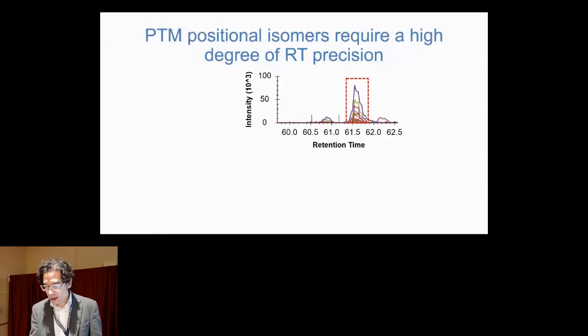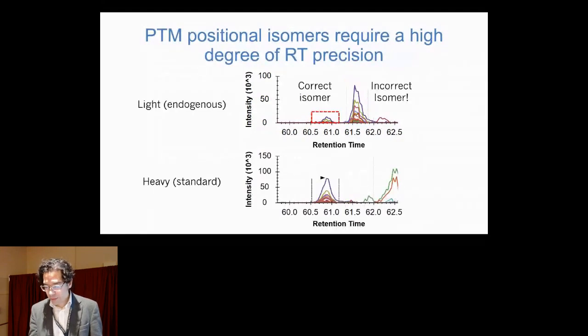For example, this is a measurement where if you were to make a call based on the fragment ions that are measured here, you would say this is a very logical peptide. But if we look at a heavy standard, we can see that we would be measuring the wrong positional isomer. This just happens to be a case where a lot of the same fragment ions are being found in both circumstances. So the best tool in our arsenal for a lot of these cases is very, very accurate retention times.